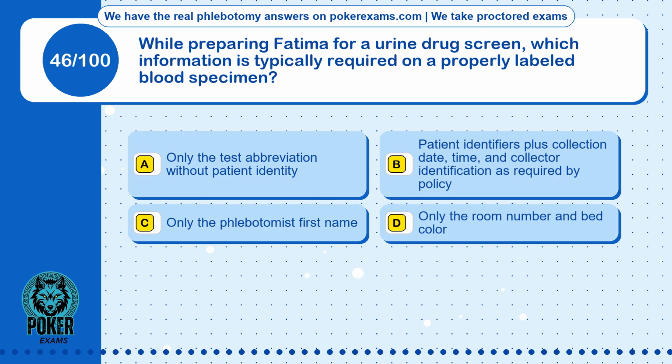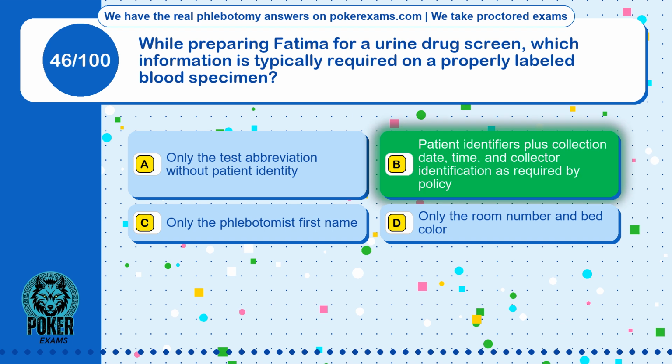Question 46. While preparing Fatima for a urine drug screen, which information is typically required on a properly labeled blood specimen? Option A. Only the test abbreviation without patient identity. Option B. Patient identifiers plus collection date, time, and collector identification as required by policy. Option C. Only the phlebotomist first name. Option D. Only the room number and bed color.